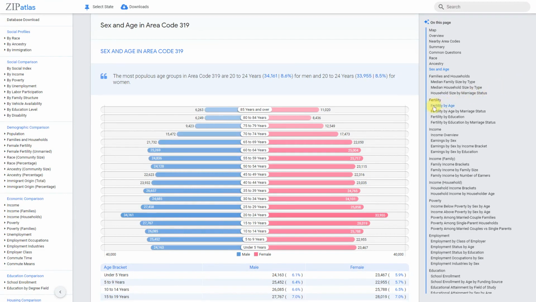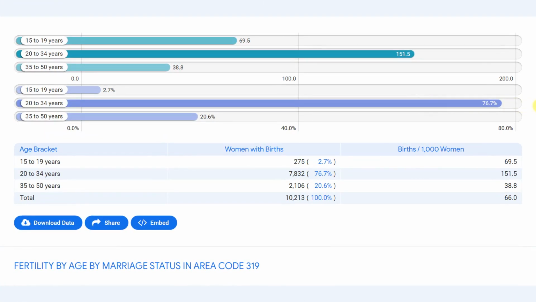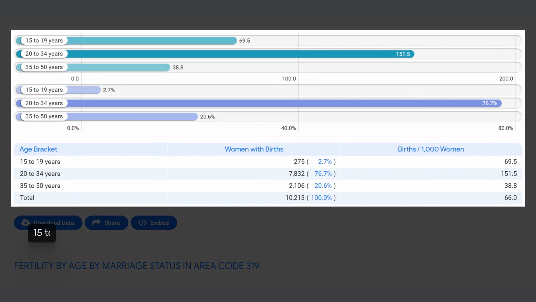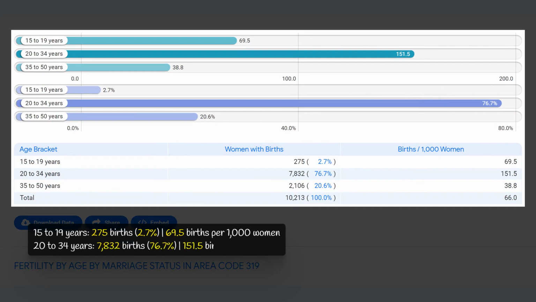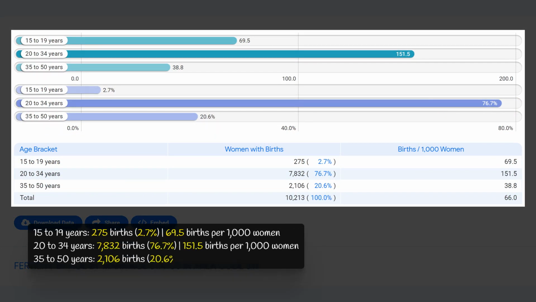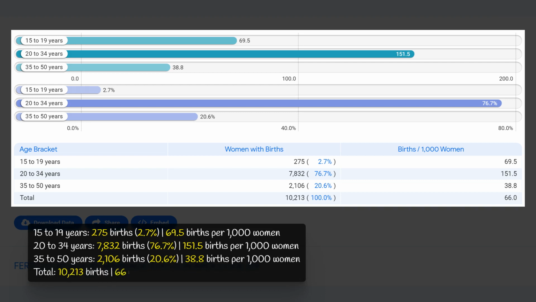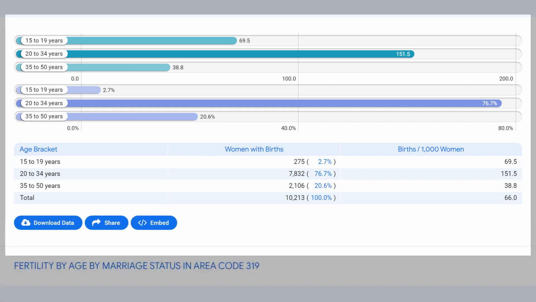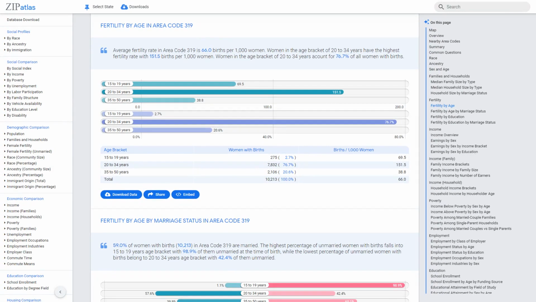In the state of area code 319, Iowa, the majority of births occur among women aged 20 to 34, with 76.7% of all births falling within this age range. The next most common age group for births is 35 to 50 years, accounting for 20.6% of all births. The smallest proportion of births occurs among women aged 15 to 19, with only 2.7% of all births falling within this age group. Overall, the fertility rate for the state of area code 319 is 66 births per 1,000 women.